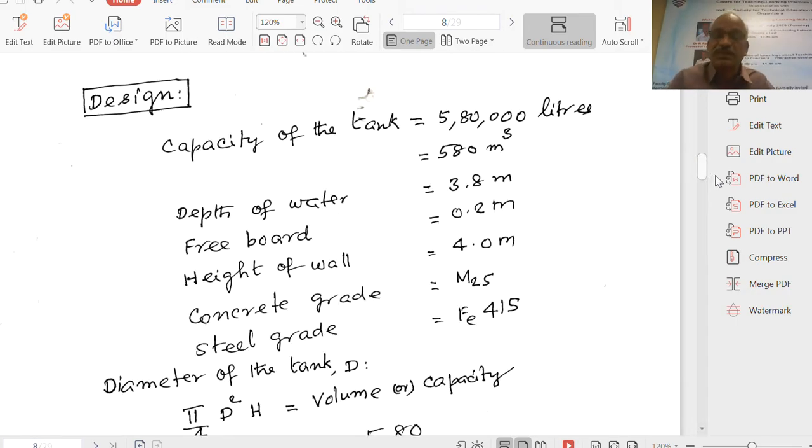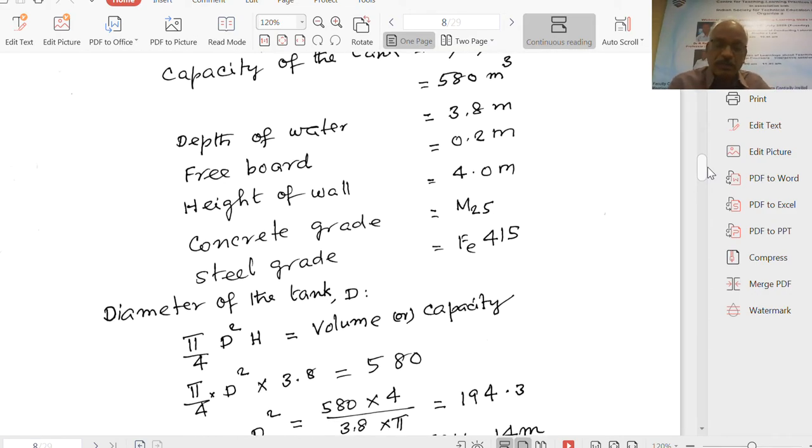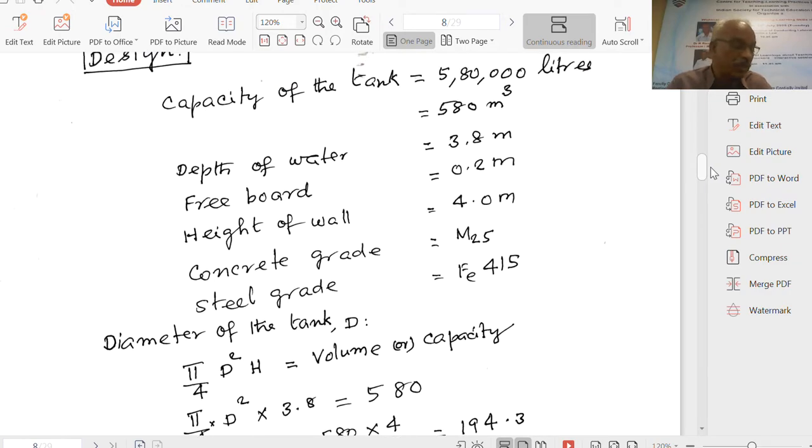The capacity of the tank is given as 5,80,000 liters. The depth of the water is given as 3.8 meters. Freeboard is 0.2 meter. So the height of the wall will be 4 meters. Height of wall is 4 meters. And other things, concrete grade and steel grade, are given. Now we know the volume of the tank is 580 cubic meter. 5,80,000 liters divided by 1000 is equal to 580 meter cube.